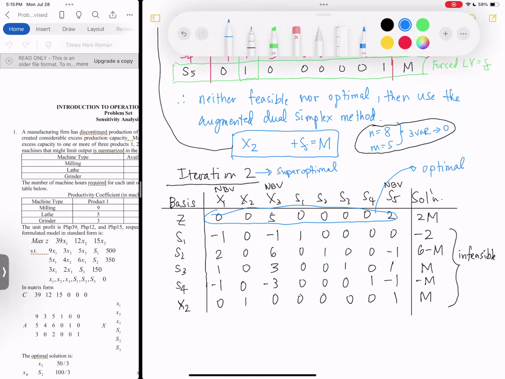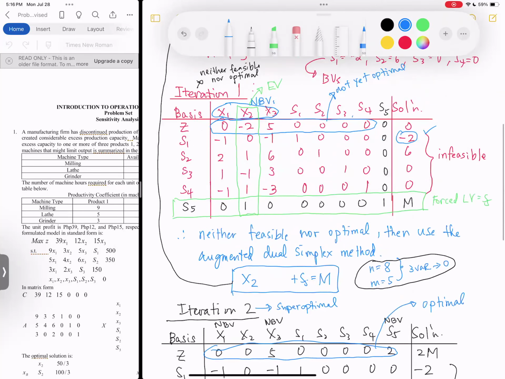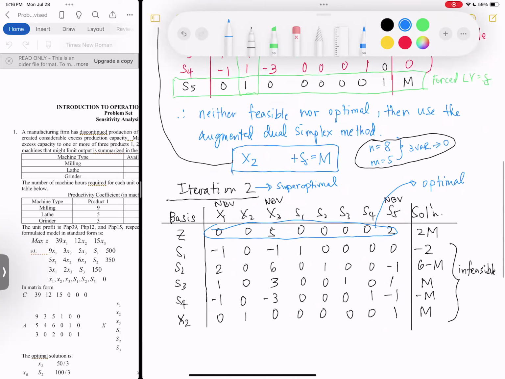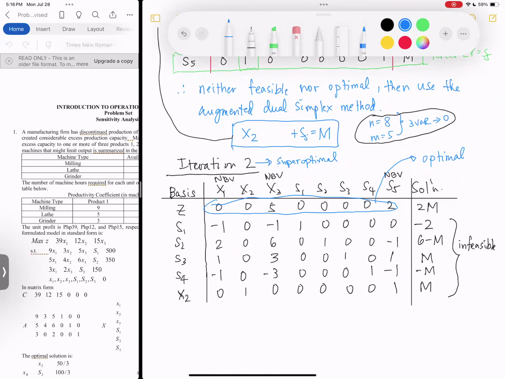So now, given that this is super optimal, we can now apply the steps in dual simplex. Is that clear? So what's the next step? Kanina sabi natin, di ba, the steps is to proceed with the iterations with their initial tableau. But since we discovered that it's not yet super optimal, we employed the augmented dual simplex method. We added a redundant constraint, and then we did the iteration. And then what resulted was we now have a super optimal tableau. And now we can do the dual simplex procedure.